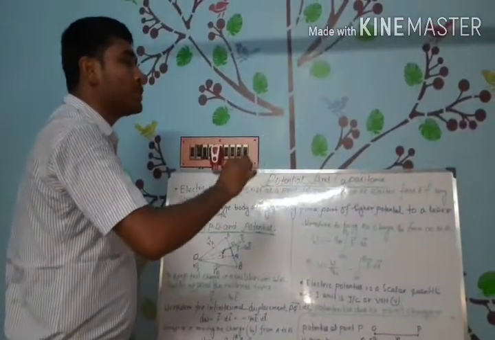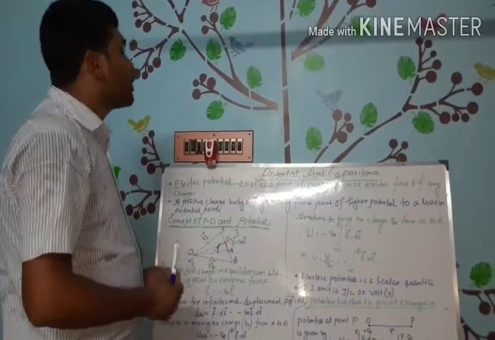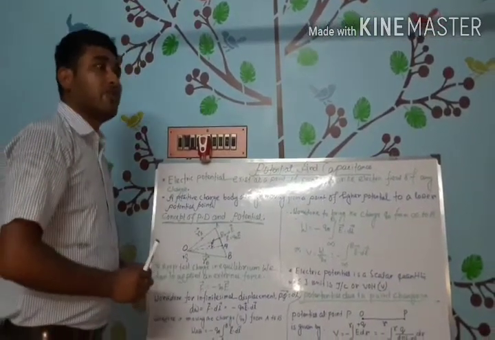After this we start with the calculation of electric potential due to an electric dipole.